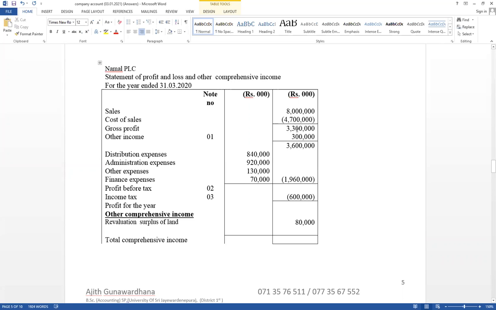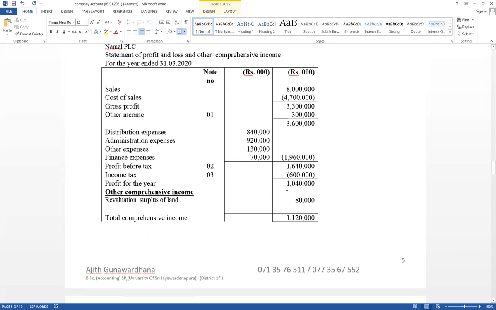Then gross profit plus other income. From this answer, deduct total expense. Therefore, 3,600 minus total expense. Therefore, profit before tax equal 1,640,000. Deduct income tax. Profit for the year can be calculated. It is equal 1,040,000. Then add other comprehensive income. Therefore, total comprehensive income equal 1,120,000. This is the way you have to prepare statement of profit and loss and other comprehensive income.